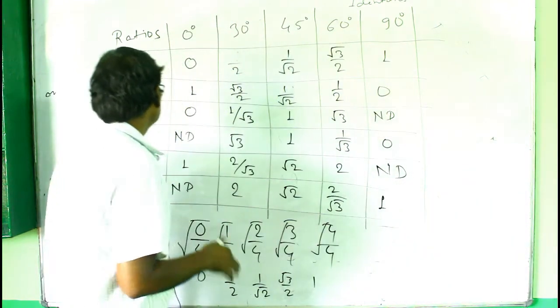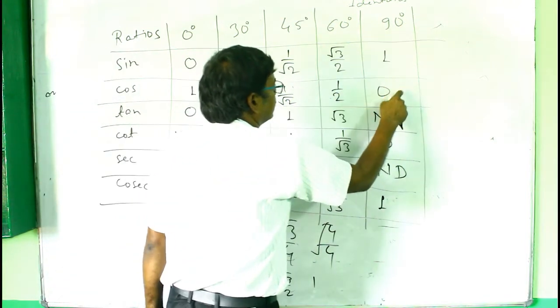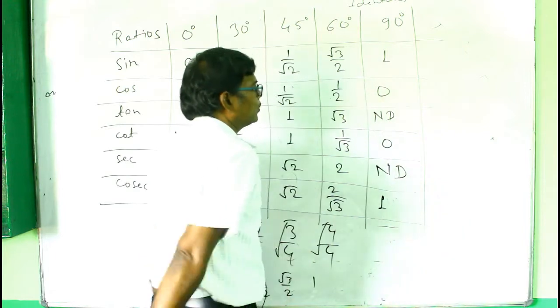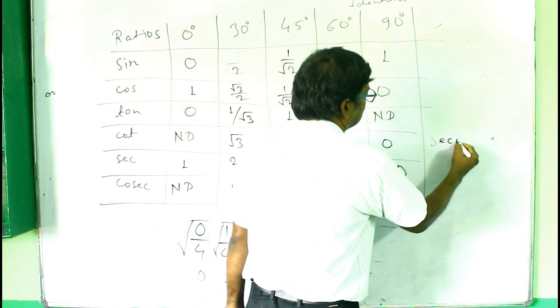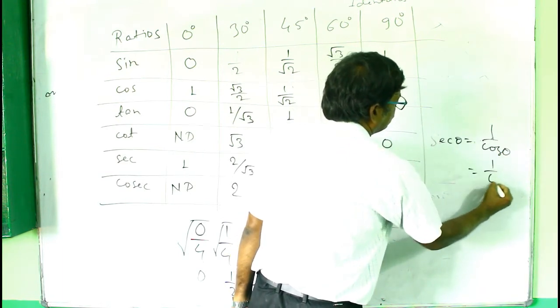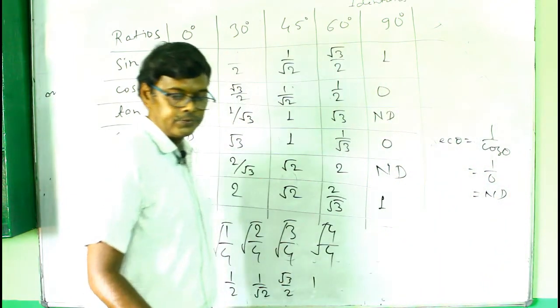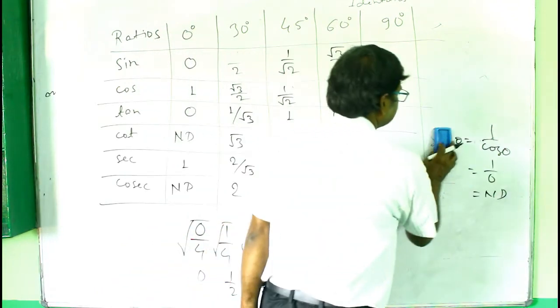Okay, and here see that it is cos. Cos 90 degree equal to 0 here, and that is why here sec 90 degree equal to not defined, because you know that sec theta equal to what? 1 by cos theta here. So 1 by 0, you know that it is not defined. That is why this is here not defined. Okay, so this is all about the values.